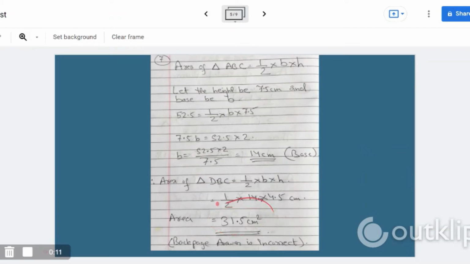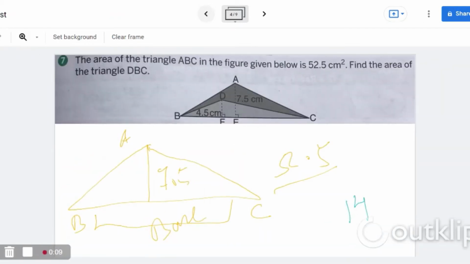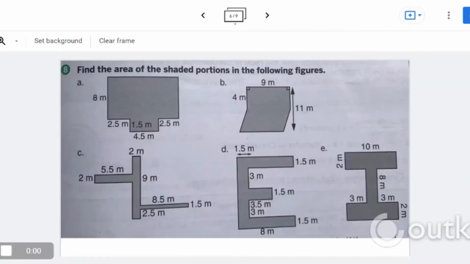See, you have to use your brain. A smaller circle can never have a greater area than the bigger circle. So the answer is 31.5.